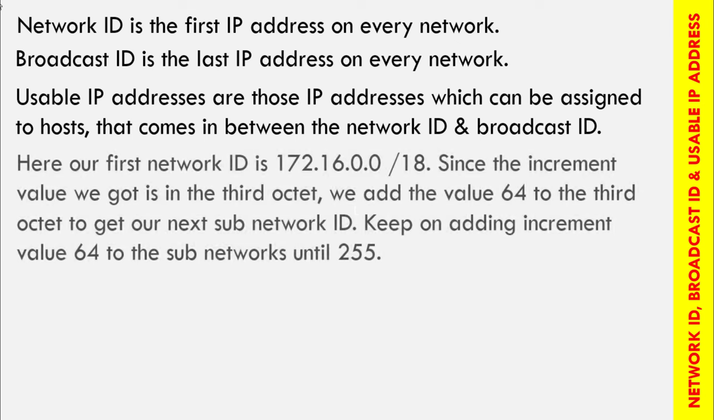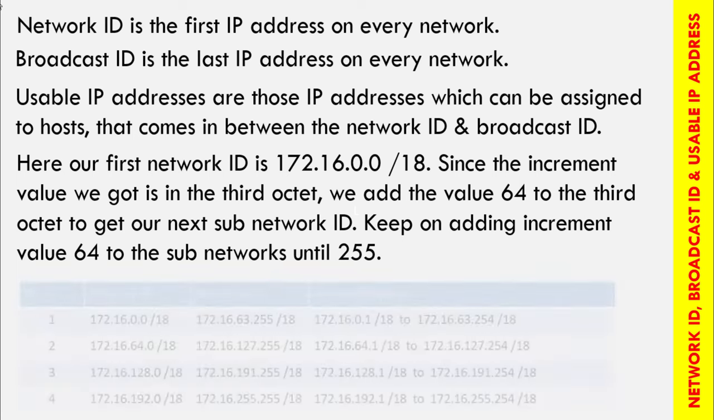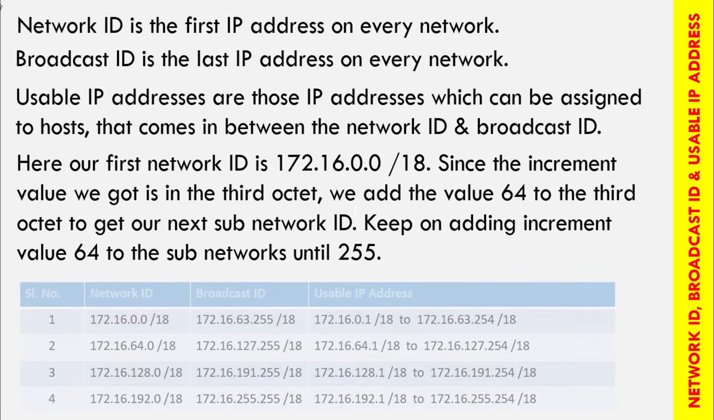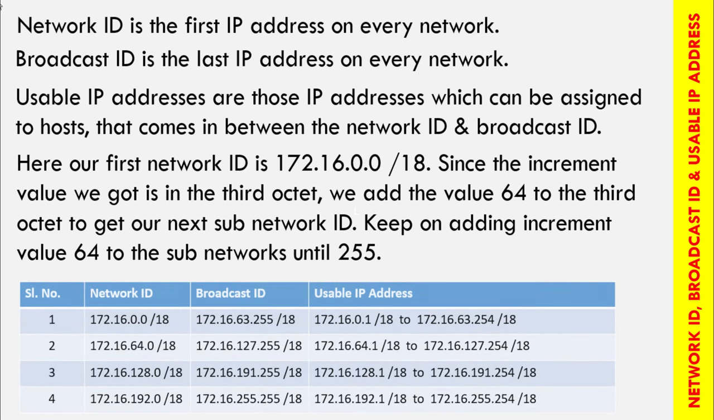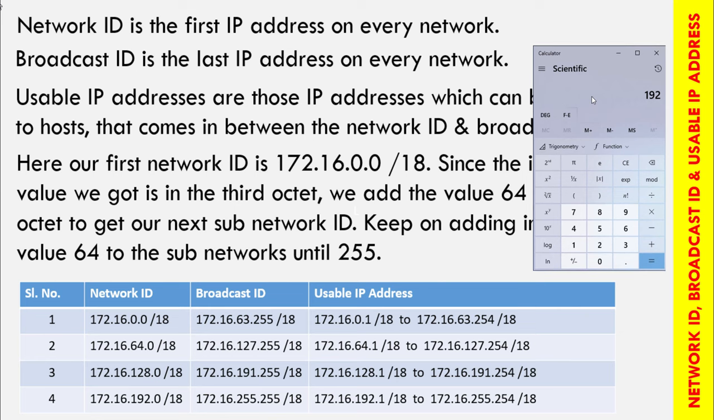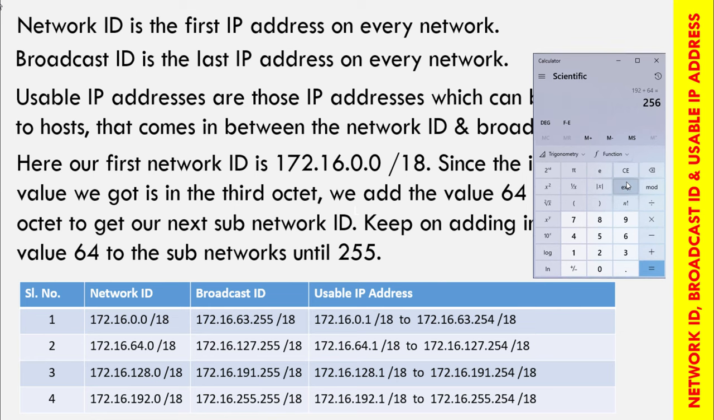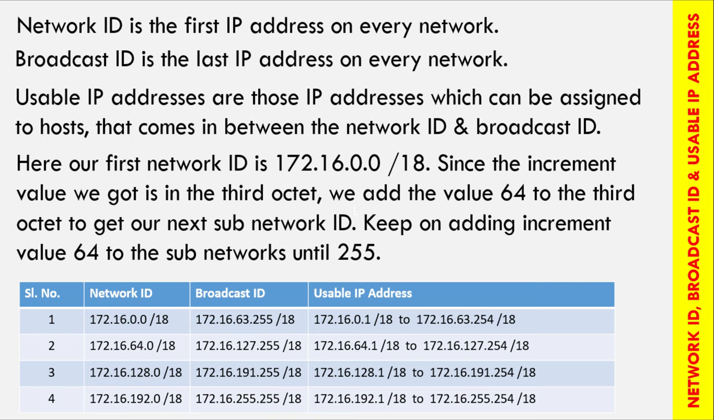172.16.0.0/18. Since the increment value we get is in the third octet, we add the value 64 to the third octet to get our next subnetwork ID. Keep on adding the increment value until we get our last subnetwork ID. We know that the IP address range is valid from 0 to 255. Here our last IP address is 172.16.192.0. If we add 192 with 64, we get 256, which is not a valid IP range.